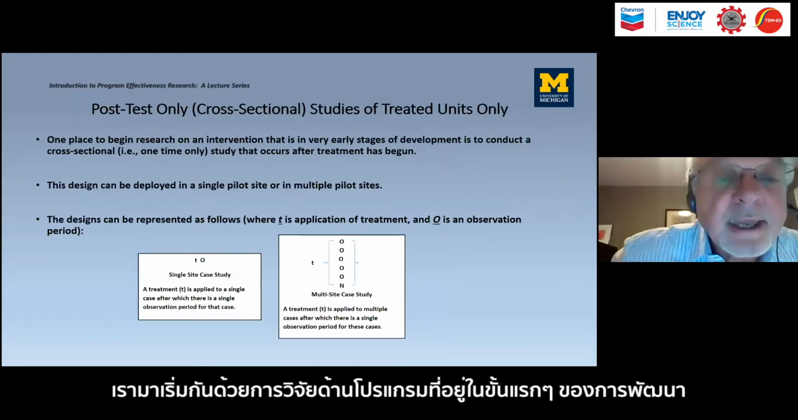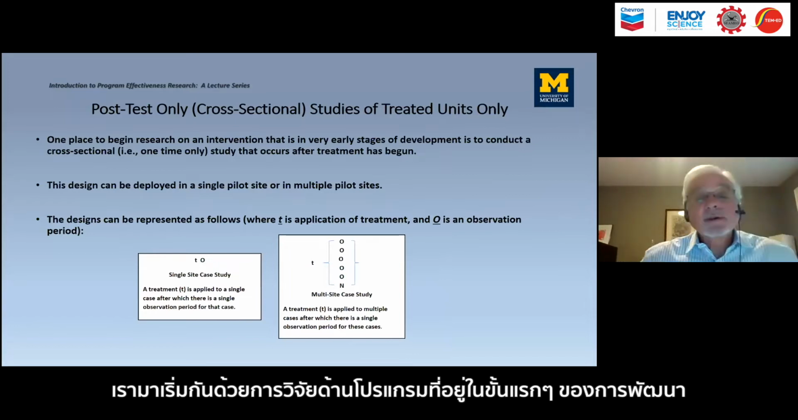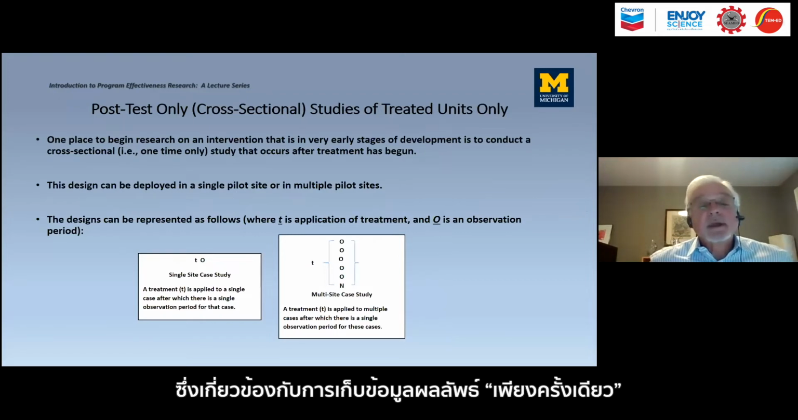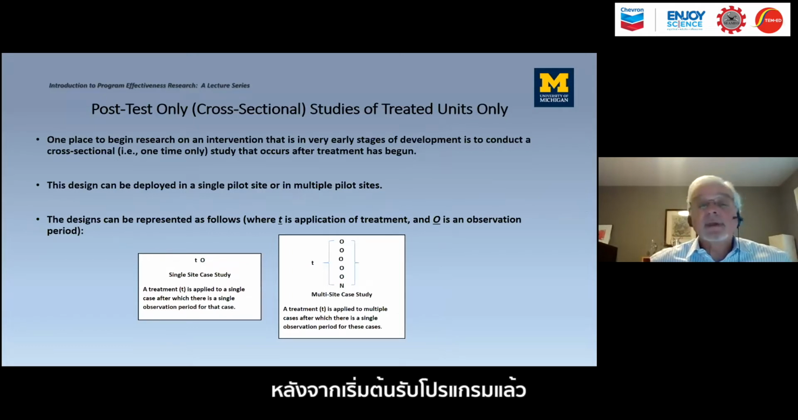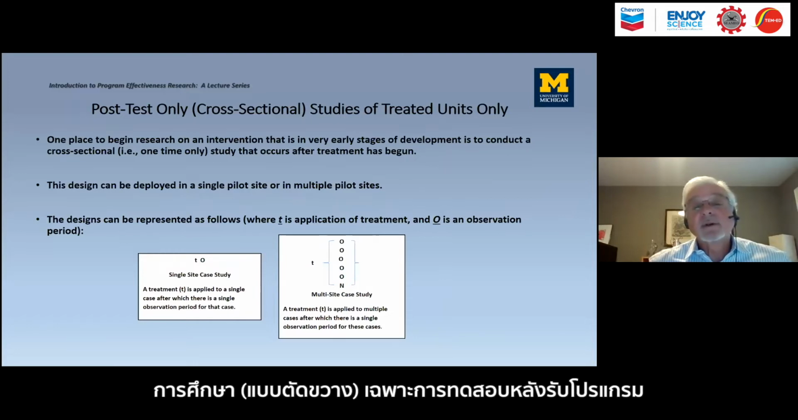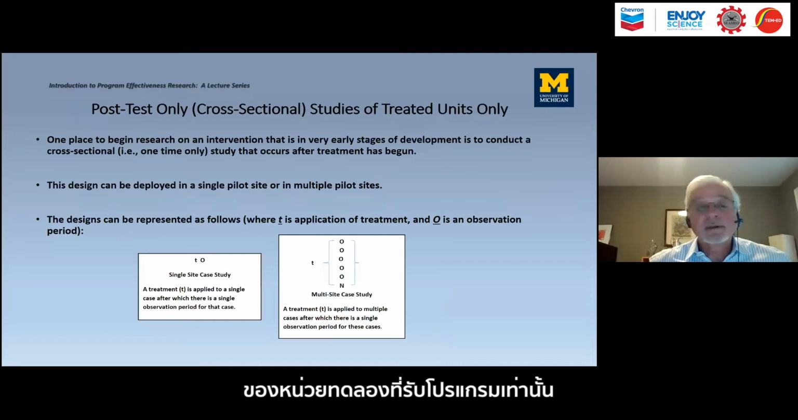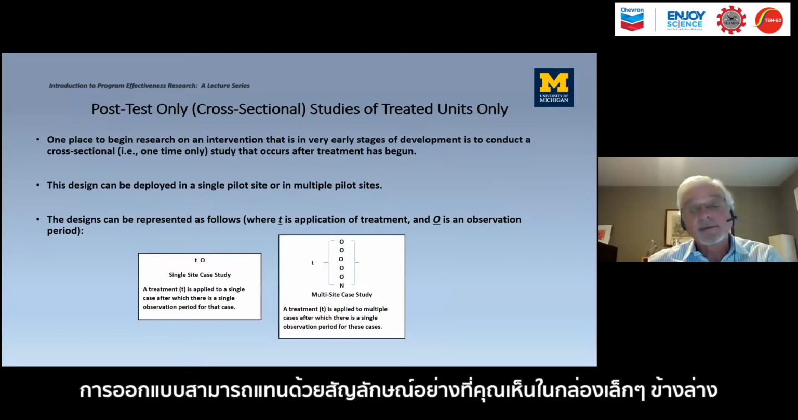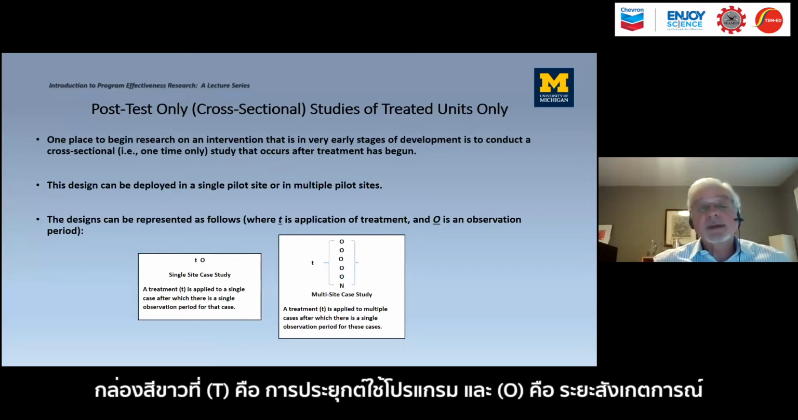So let's begin with research on an intervention that's in very early stages of development and that involves a one-time only gathering of outcome data after the treatment has already begun. This is what I'm calling the post-test only cross-sectional study of treated units only. The design can be represented as you see it in the little boxes below, the white boxes, where T is the application of a treatment and O is an observation period.